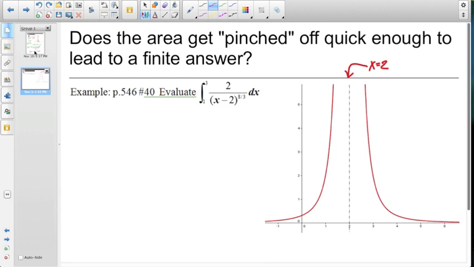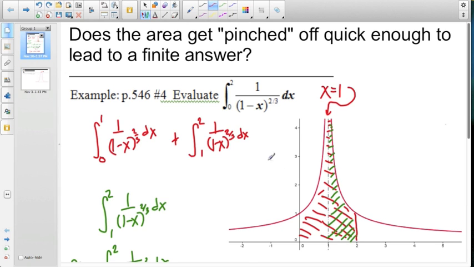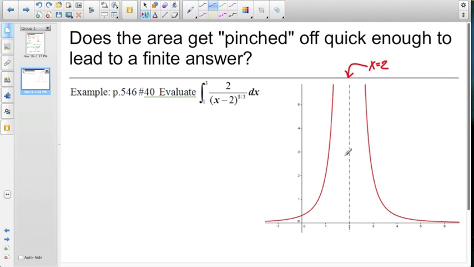If I go back to the previous example here, we can see how tight this was about the asymptote. So if we look at this, it pinched off really fast. We look at this, it's not pinching off so fast. So if we look at that symmetrical area from x equals 1 to x equals 3.